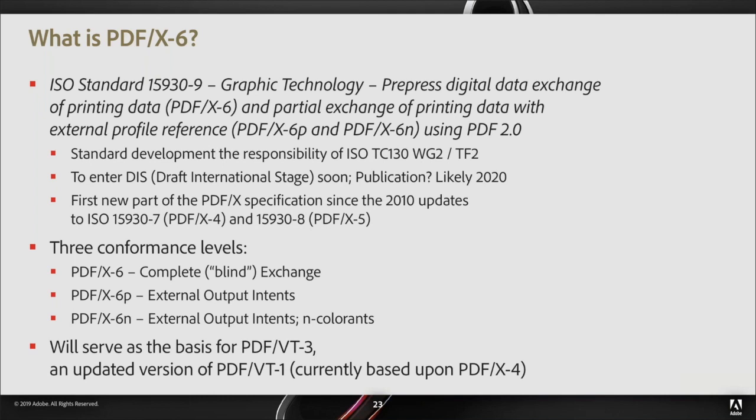There are three conformance levels for this PDF/X-6. One is PDF/X-6, which is complete exchange. PDF/X-6p allows external output intents. In other words, you can reference those as something outside the file. And PDF/X-6n allows external output intents with N-colorants. It will also serve as the basis for PDF/VT-3, an updated version of PDF/VT-1. PDF/VT-1 is currently based upon PDF/X-4. PDF/VT-3 will be based upon PDF/X-6.